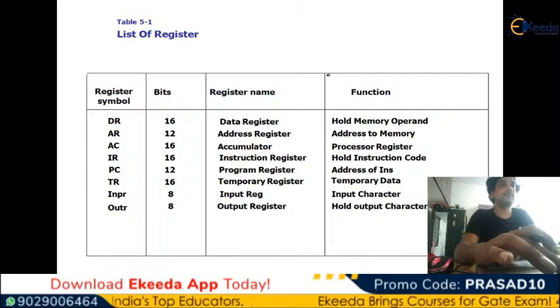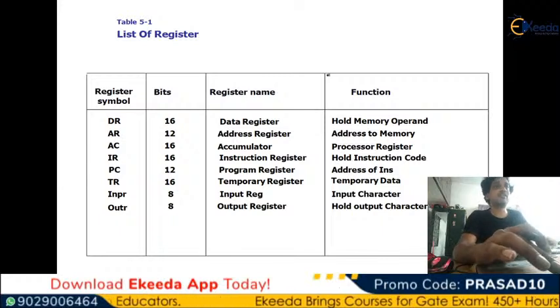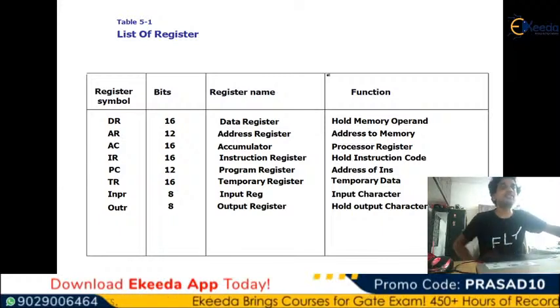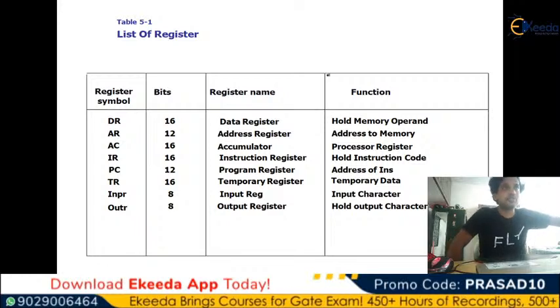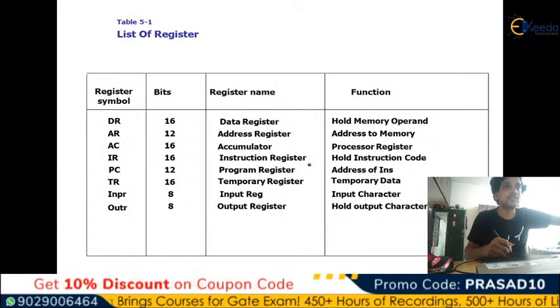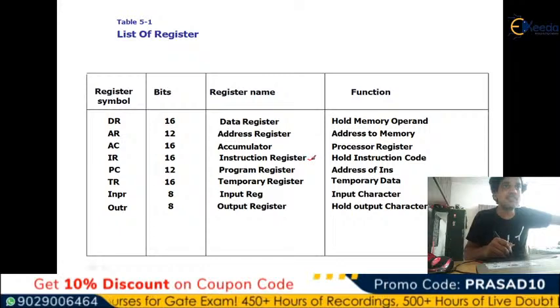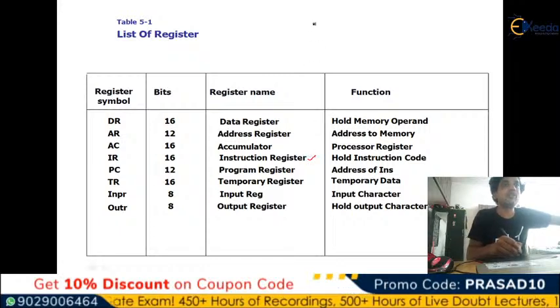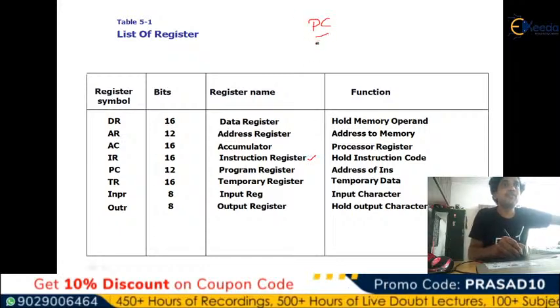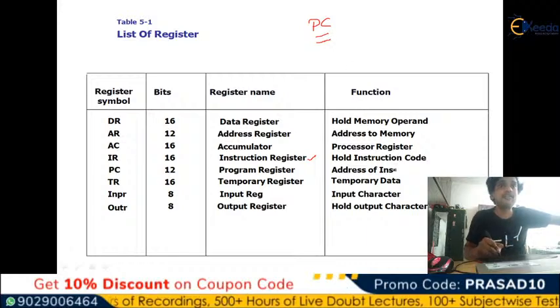Yeah, here you can see that there are several registers. In that, you just identify something called an instruction register. Here, this is an instruction register. You can clearly see, this can also be called a program counter, which is going to hold the address of the next instruction.